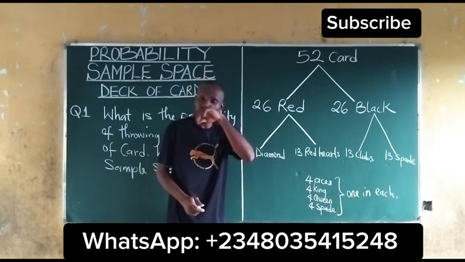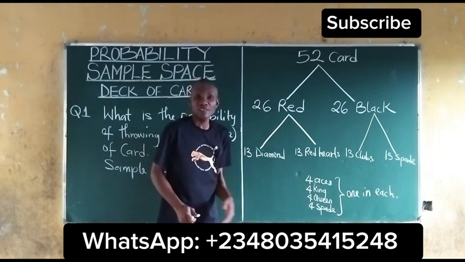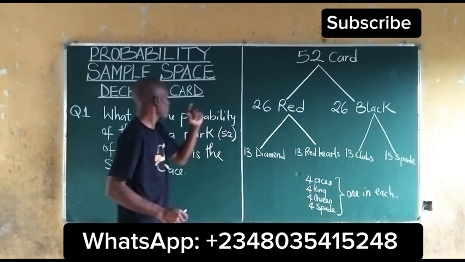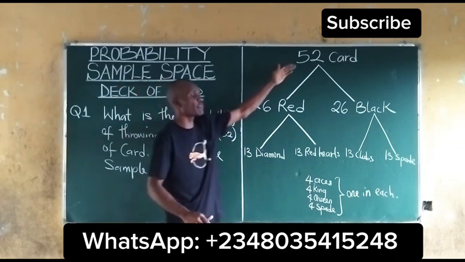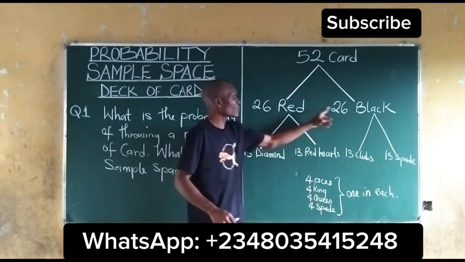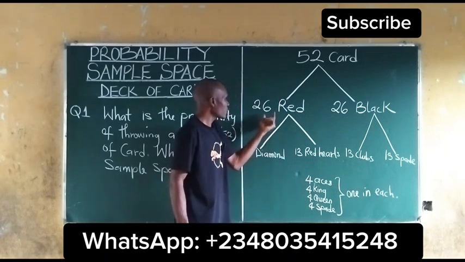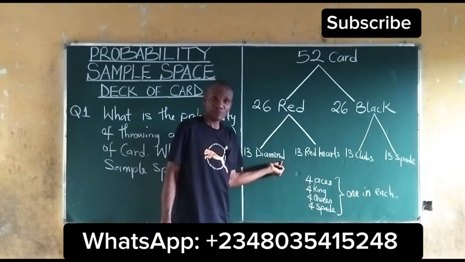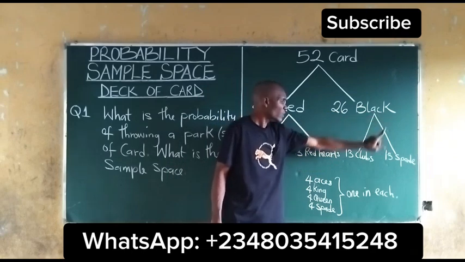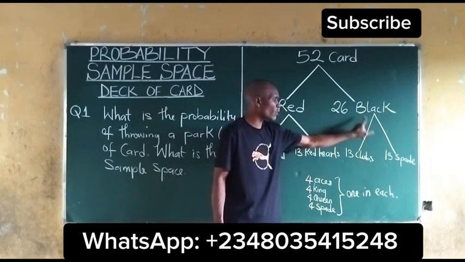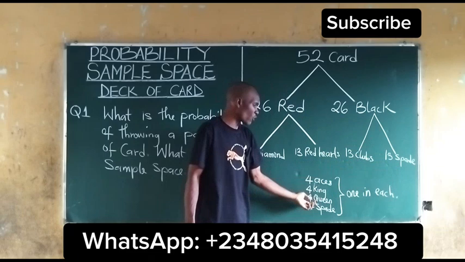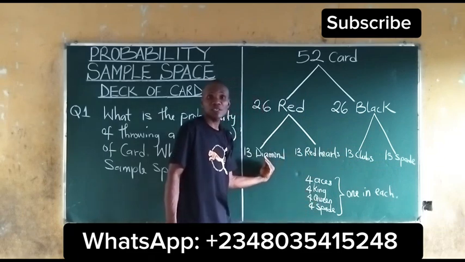So, how do we get the sample space for any of these? In case you are given a question on the deck of cards, the pack of cards is 52. Inside that 52 cards, we have 26 red and 26 black. Inside the 26 red, we have 13 diamond. We also have 13 red hearts. Inside the 26 black, we have 13 clubs. We also have 13 spades inside this card. And one in each of these, you find in all of these cards.